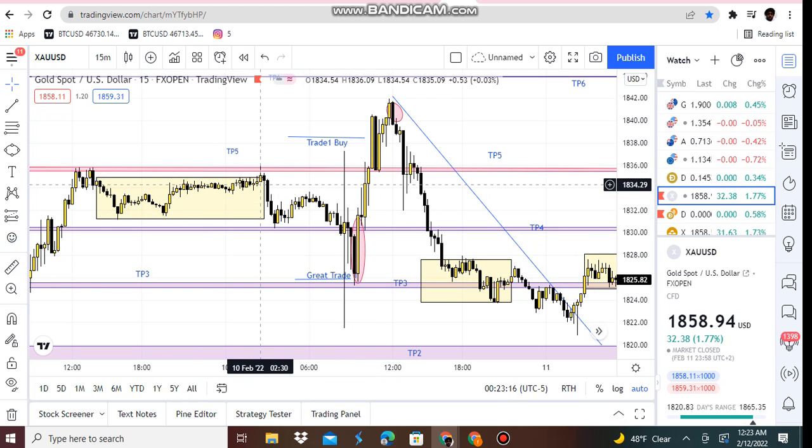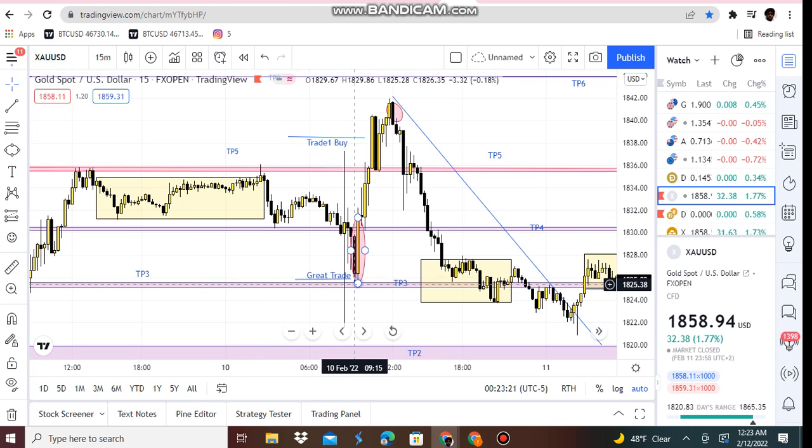If we were in a nice little downtrend from here, from 1835 all the way down to 1825, from take profit 5 all the way down to take profit 3, price made what? A higher low.